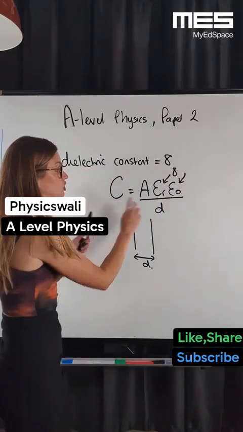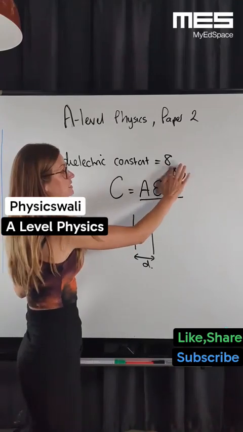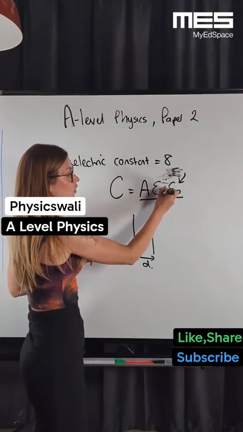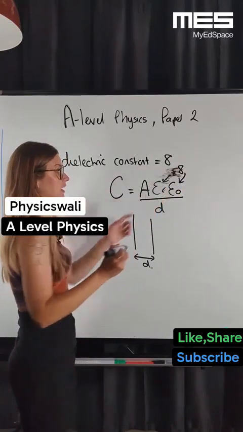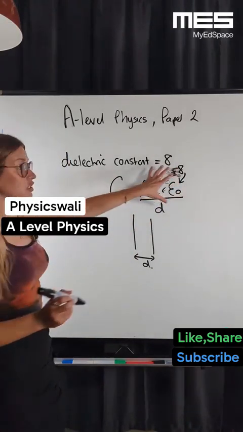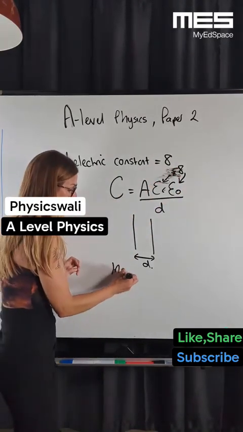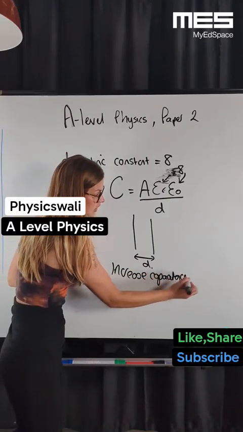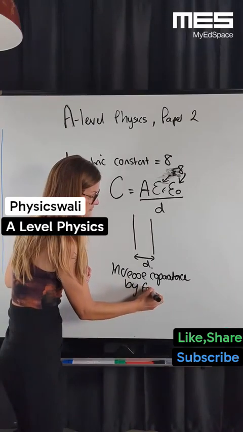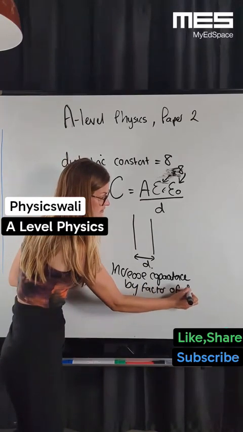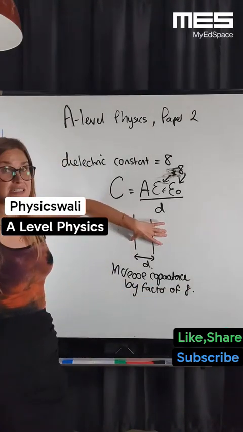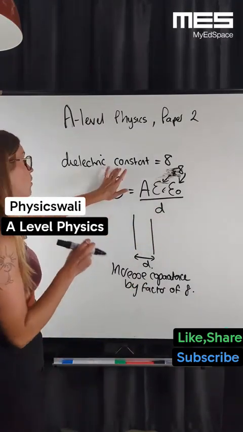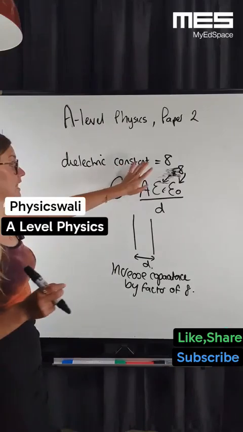So you can see if we didn't have a dielectric, it would be this equation. But because we do have a dielectric, we're multiplying the whole equation by a factor of 8. So what the dielectric does is it increases the capacitance of the capacitor by a factor of 8, okay? So if we can increase the capacitance of the capacitor, that means we can store more charge on its plates. Okay, so what we write in our exam, what is the dielectric constant of 8?